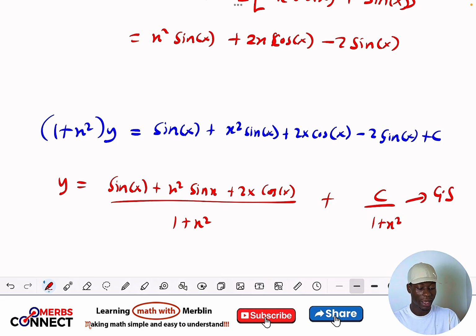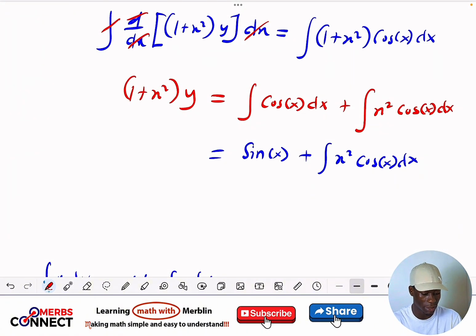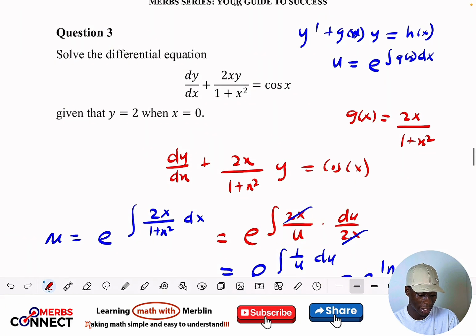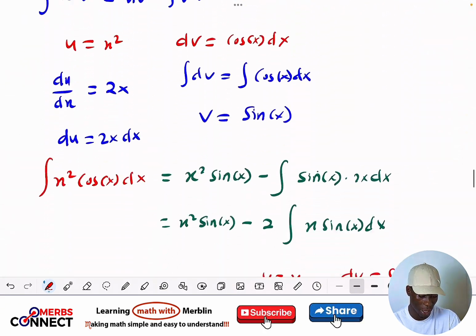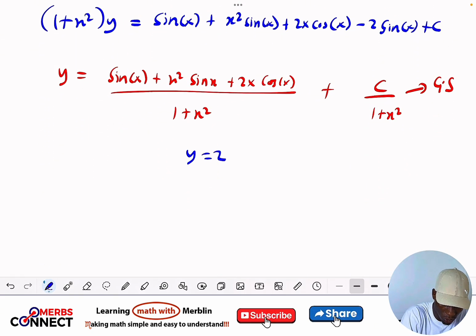But they gave us initial conditions, so what we need to do is go ahead and use them. What is the initial condition? y is 2 and x is 0. So let's go through: y is equal to 2, x is 0.